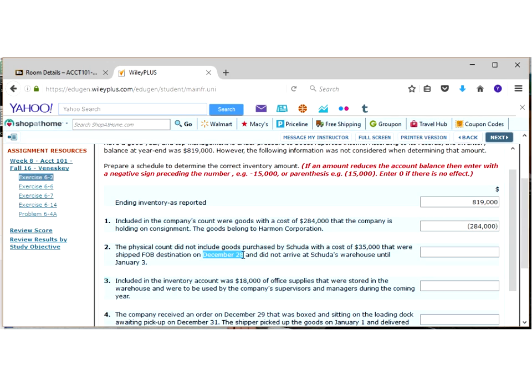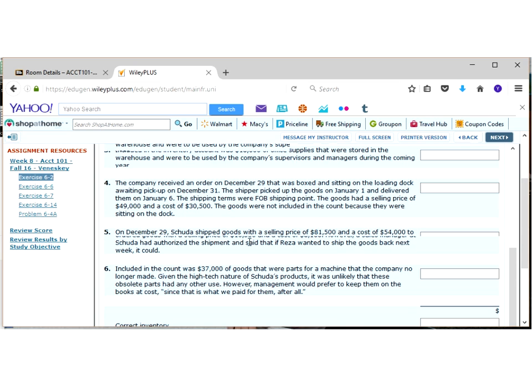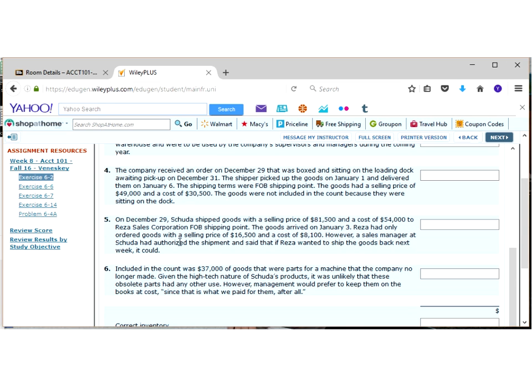So even though I bought it on the 28th and it was shipped on the 28th, those goods didn't arrive at my store until the 3rd of January the following year. So therefore, the transfer of title did not happen until the 3rd of January when it got there. Thus, the Shoot a Company did this correctly. They should not have included it, and they didn't. So if there's no effect, we enter 0. Now for the last one I want to go through, let's skip down here to number 5.